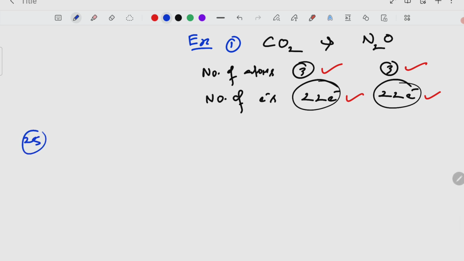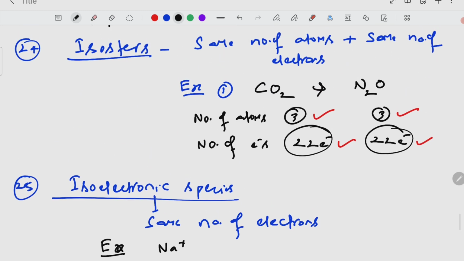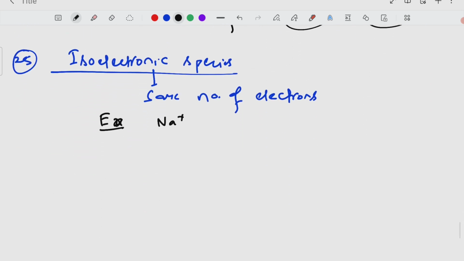Next term, isoelectronic species. How do we define isoelectronic species? Having the same number of electrons. For example, mostly we refer to it for ions. Even isosteric pairs have the same number of electrons, but there the same number of electrons as well as atoms should be present. Here only the same number of electrons should be present.